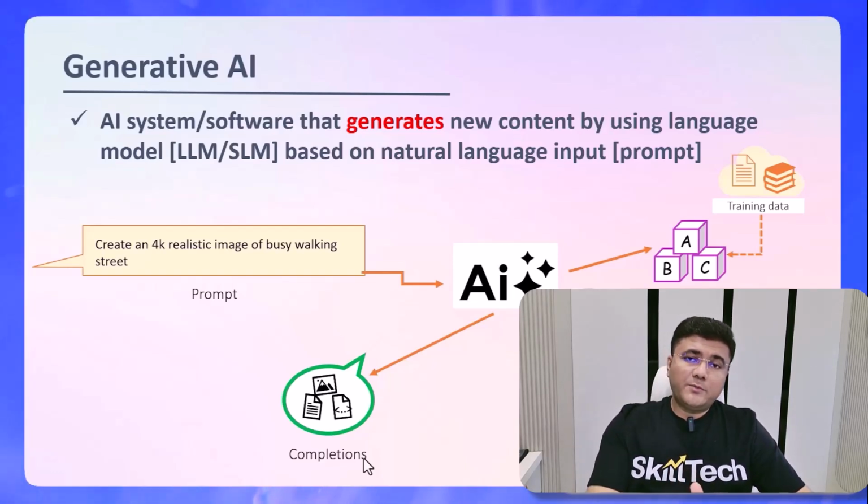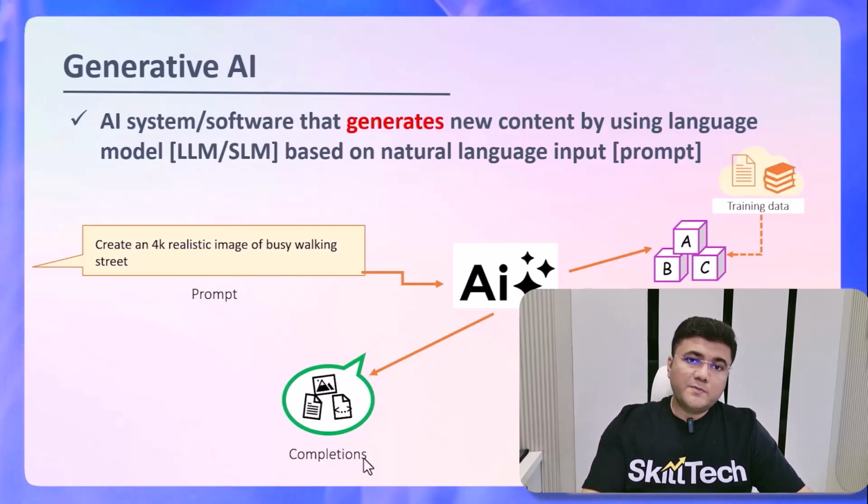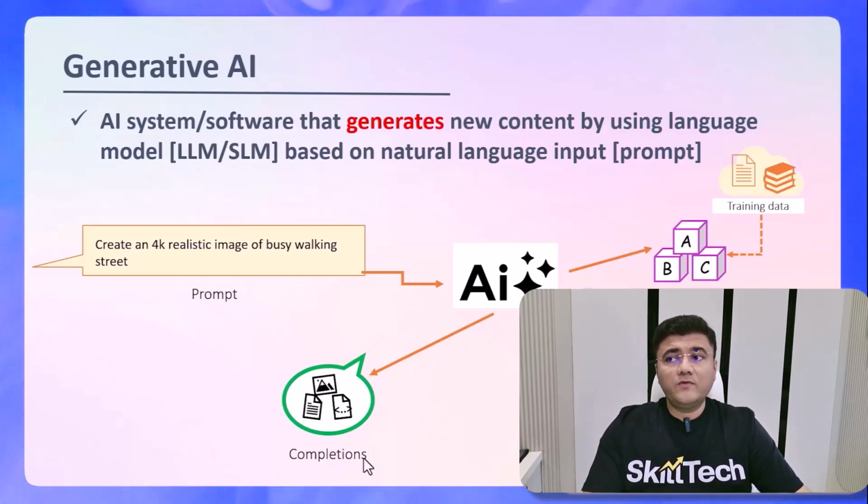Maybe you're going to change the prompt to write programming language code in Python, or maybe you're going to change the prompt to write an email. Based on that, it's going to use a respective language model and it's going to give you a response. That is how generative AI works.